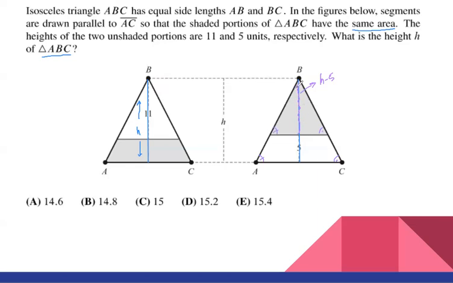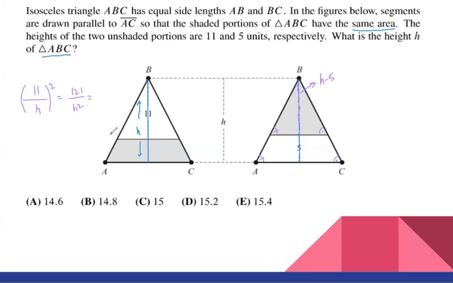Since they are similar, all their parts are proportional. So if I take this smaller triangle, the height is 11. The ratio of this height to the height of ABC, which is h, is my ratio of the heights, and that's basically my proportion. If I square this, it will give me 121 over h squared, and this ratio is actually the area of this triangle.